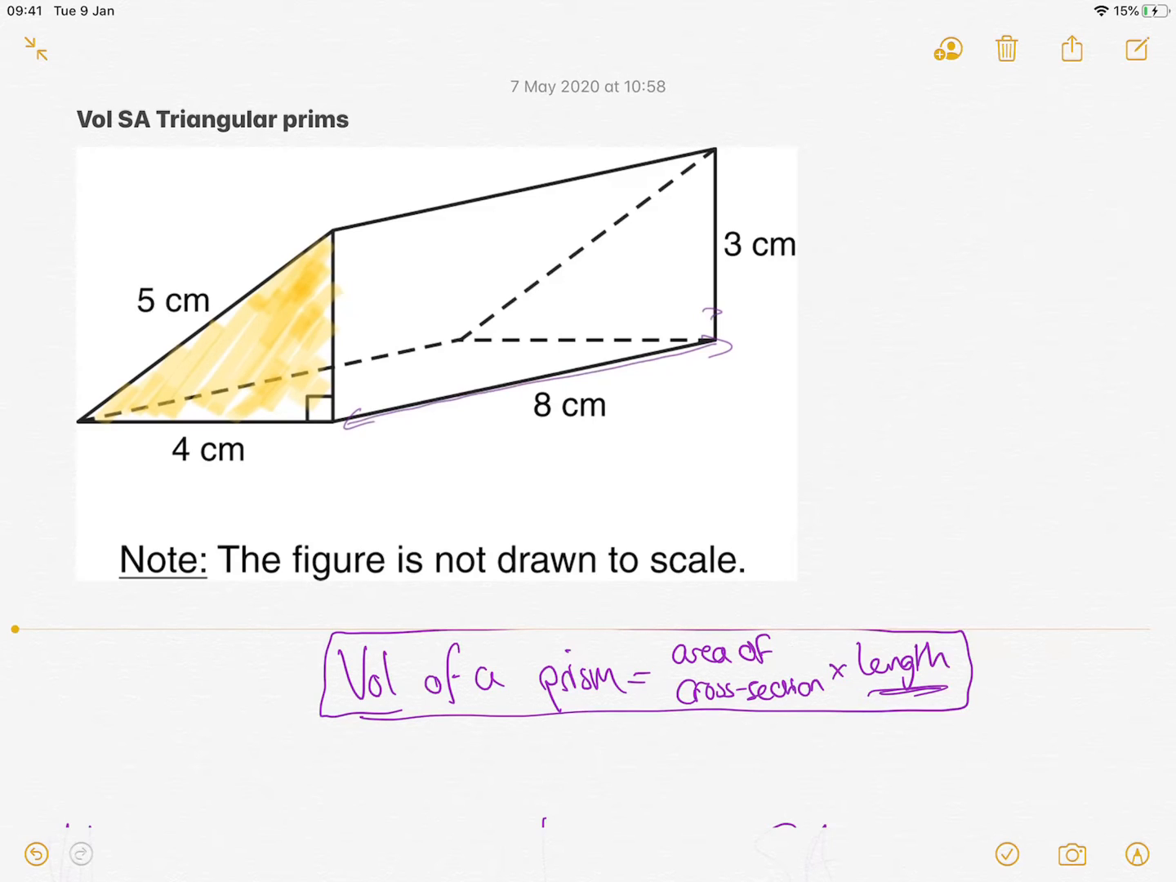Remember my multi-link cubes at school? I'd need 48 cubes to make that shape. I know I couldn't exactly make that shape because they're cubes and I've got a slanted face there, but it's just to give you an idea of what volume actually means we're working out.